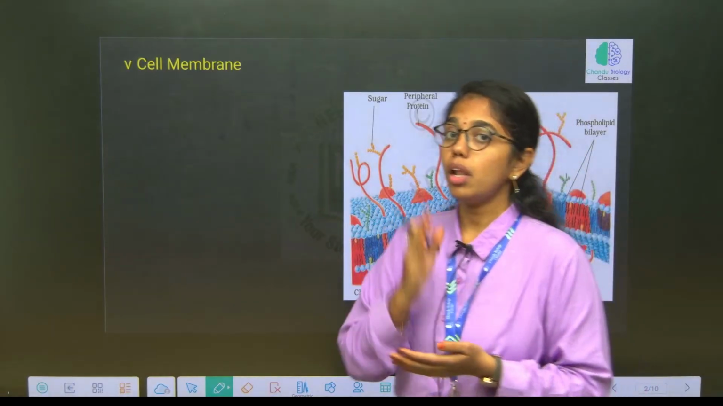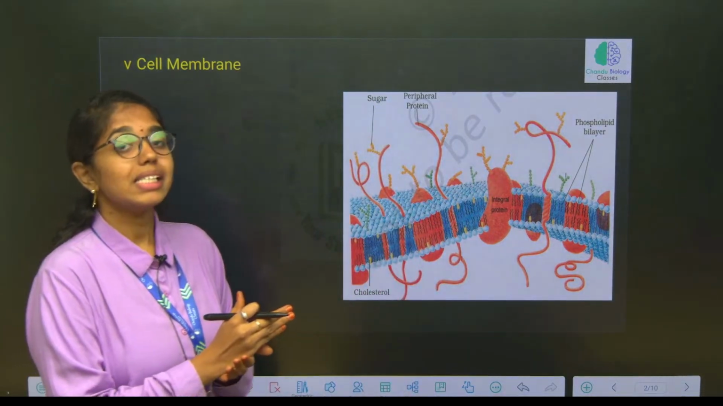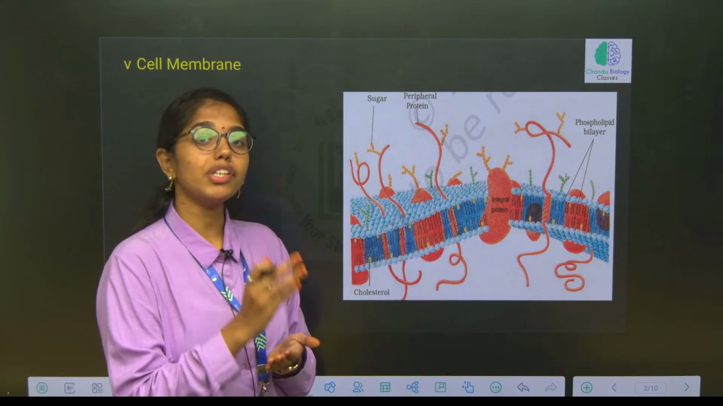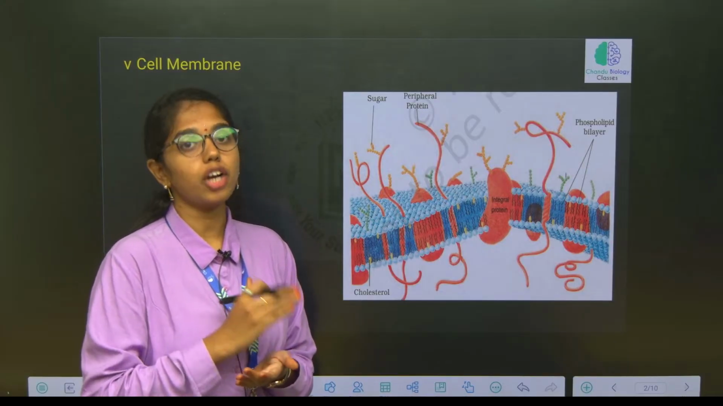Today we are going to look into the cell membrane, and we are getting started with single membrane bound organelles, of which we will be dealing with two organelles today, endoplasmic reticulum and Golgi bodies.